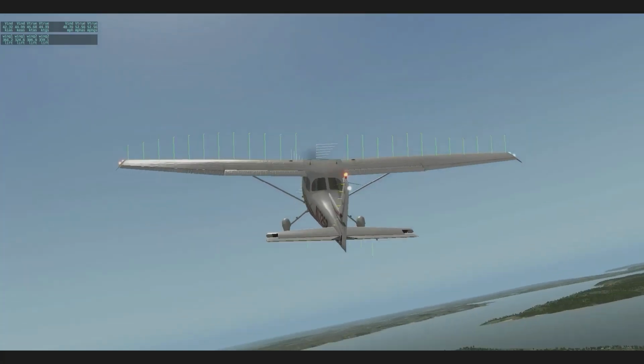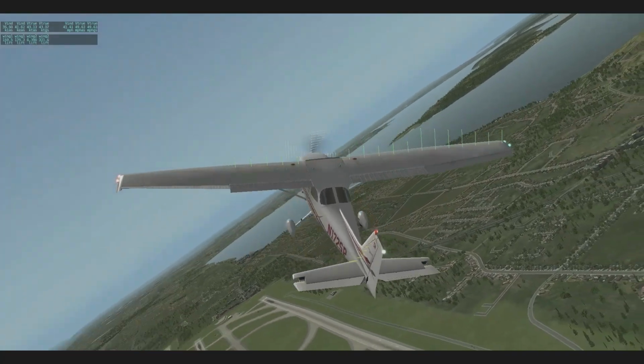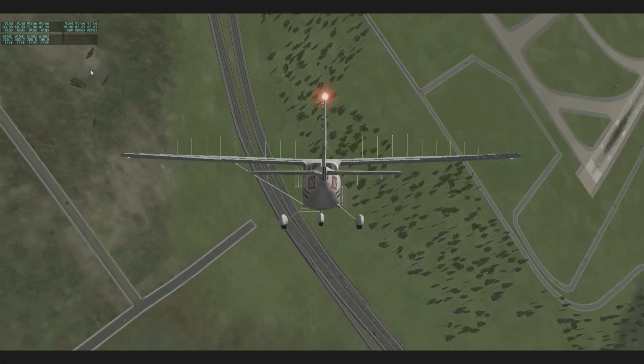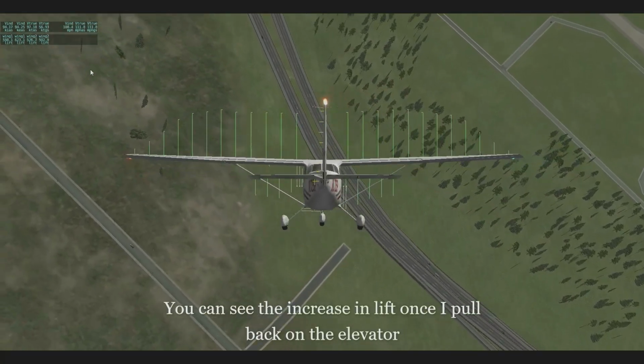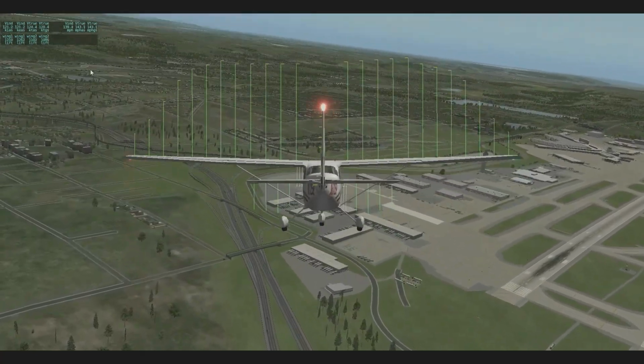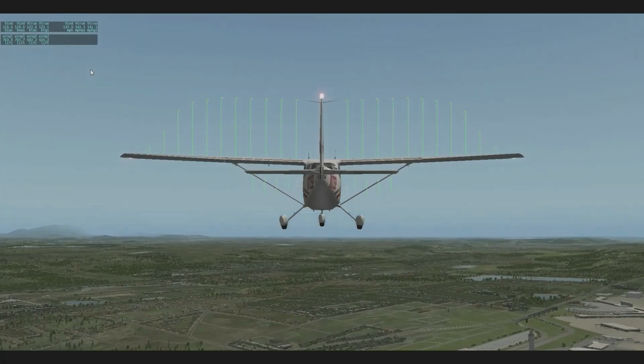You can see that now the lift almost disappears and it's only around 300 pascals on the left wing. The aircraft is now stalling, so I will push the nose down to recover from the stall and gain some airspeed. The wing won't generate any lift while the angle of attack is 0, regardless of the speed, so I will need to pull back on my joystick to recover.